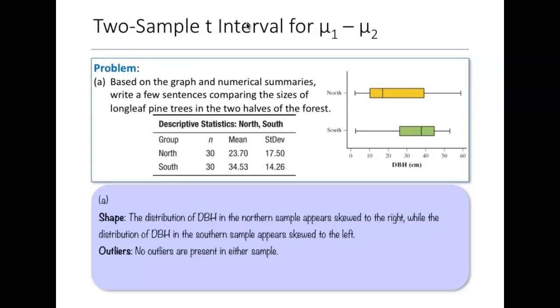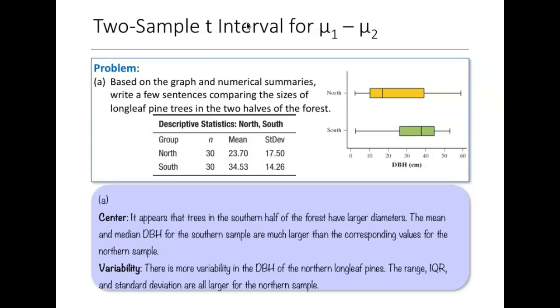All right, so they're just going through again, checking conditions. The shape of the distribution of the northern sample appears to be slightly skewed right. So again, there's another example of a right skewed box plot. And the south is slightly skewed left. Neither of those is a particularly strong skew. And there are no outliers present in either sample.